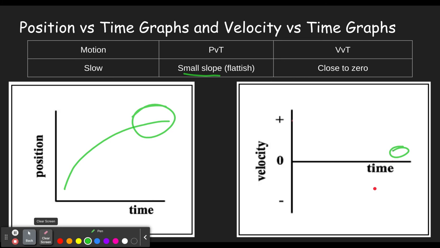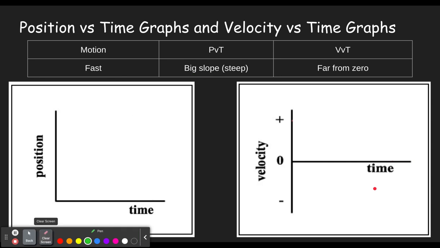All right, moving on to moving fast. Now we have a steep slope. Fast means that it covers a lot of position in a very short time. That would be fast as well, because once again, in a very short time, it's changing its position by an awful lot. But on a velocity time graph, if we're going fast, our car's speedometer is going to read a big number. We'll talk in a moment about the positive being in the positive direction, this the negative direction. But if you're going fast, you're going at a big number in one of those two directions. So that means you're going to be far from zero.